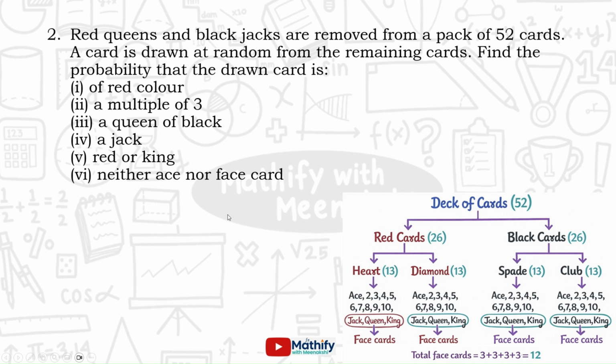Question number 2. Red queens and black jacks are removed. This is important: here these cards are removed from a pack of cards. So let's cut that. Red queens. In red we have queens here. Cut that. We don't have them now. And black jack cards. In black jack, we have removed 4 cards.